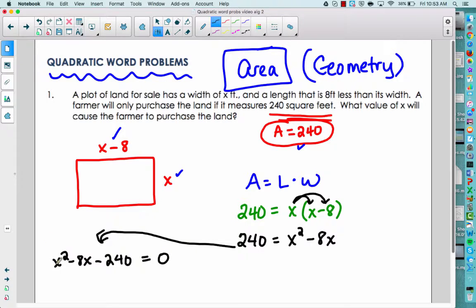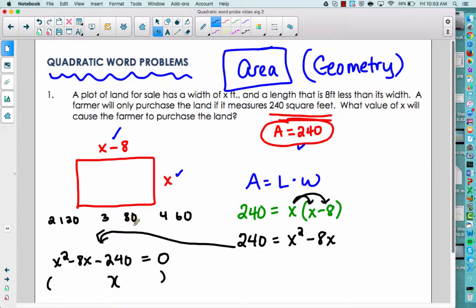All right, so now I have to solve by factoring. So I'm looking for the factors of 240 that add to 8. All right, so let me think about this. I know that I've got 2 and 120. I've got 3 and 80. I've got 4 and 60. Those are really too far away, aren't they?